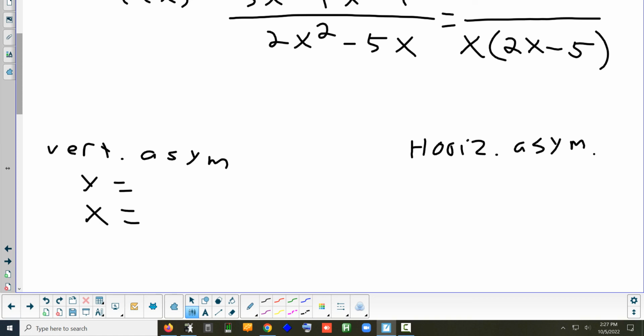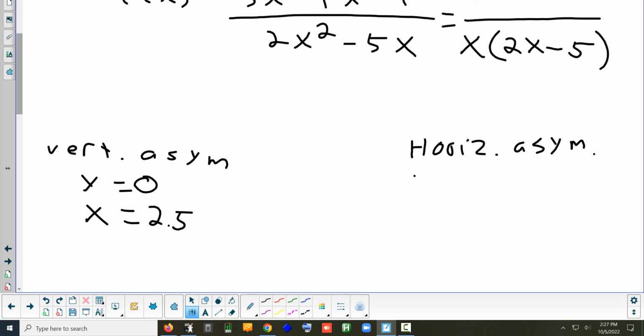Okay. What could you plug into the bottom to make that 0? Yep. 0. That's this part. How about this part? I prefer it as a decimal because that's easier for me when I need to graph. Chris? 2.5. Yep. 2.5. Okay, so there's my verticals. I'll graph those when I'm ready.